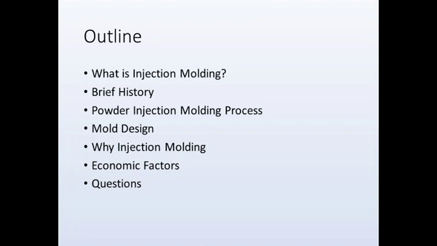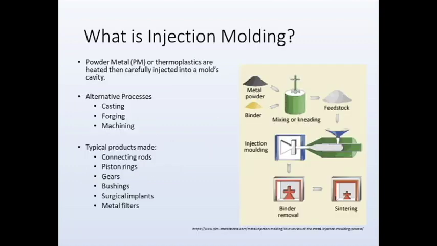So what is injection molding? Injection molding is where a powder metal or a thermoplastic is heated and then carefully injected into a mold's cavity. As you can see to the right, this is a very simplified version of what injection molding really is.